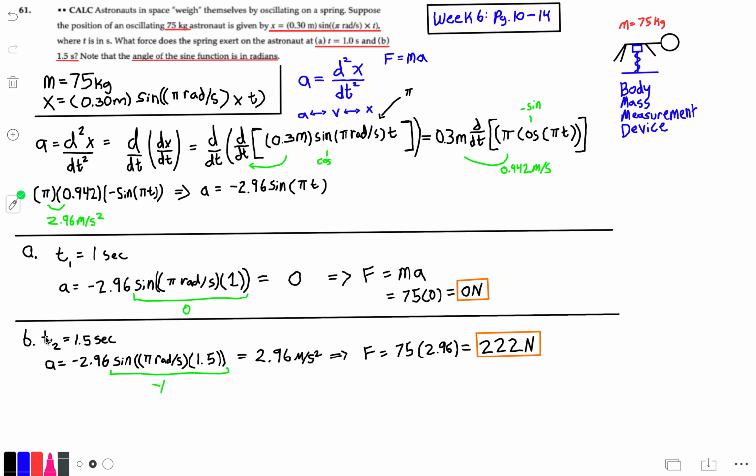For part B, we're going to be calculating for time 2, which is 1.5 seconds, and doing the same process here, where we get the sine value as negative 1. Solving through, we get 2.96 meters per second squared, and then calculating this based on Newton's second law, we get 222 newtons.